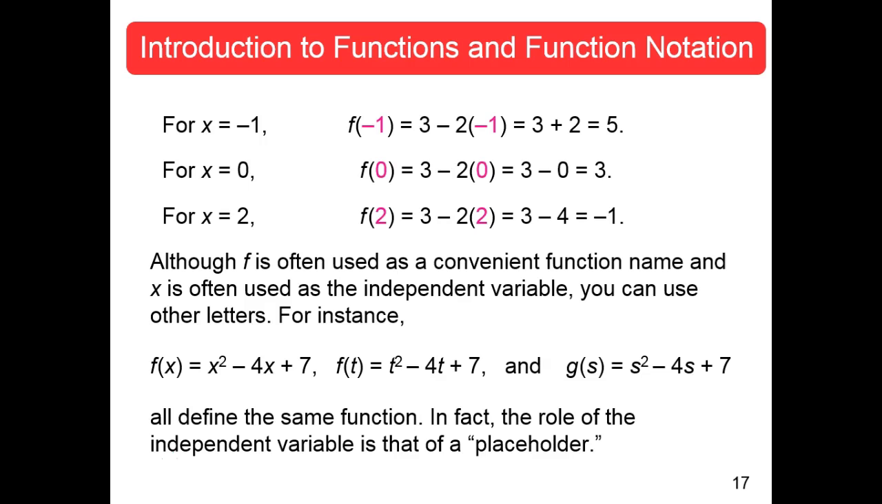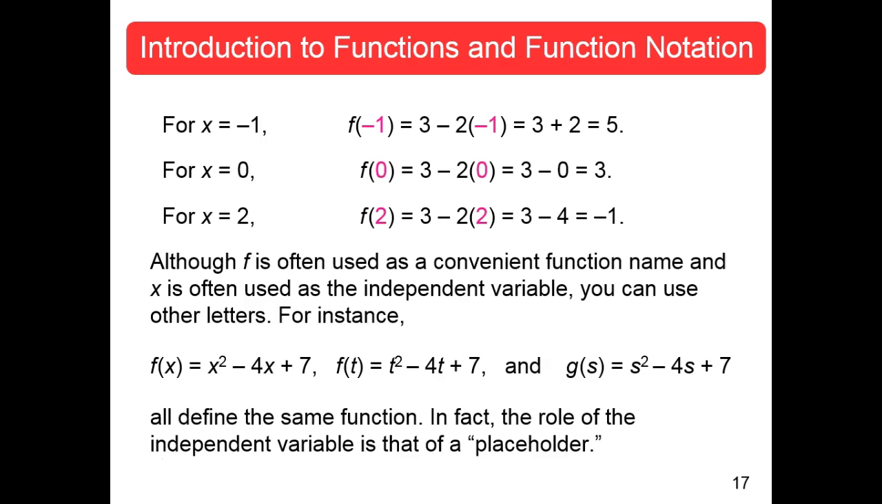For x equals negative 1, plug in the negative 1 where you saw the x. You plug it in here and you plug it in there. Then you do the math. 3 minus 2 times minus 1. Remember the rule of order of operations, multiplication before addition, subtraction. So that would be 3 plus 2, 5.